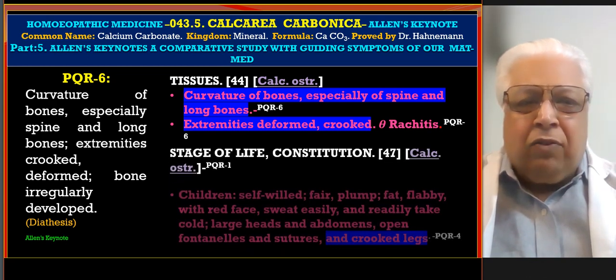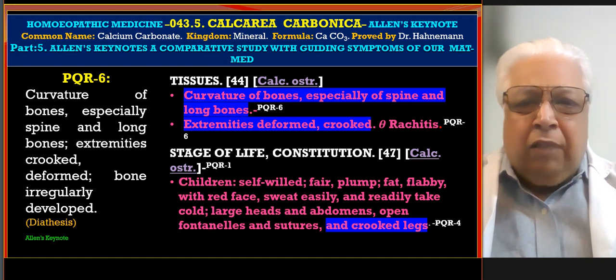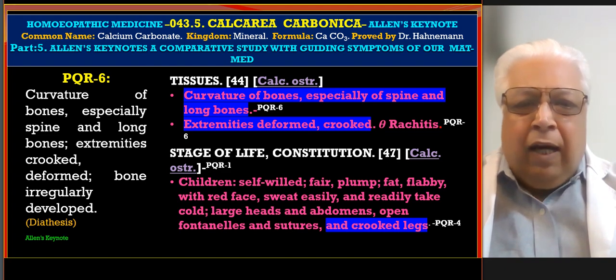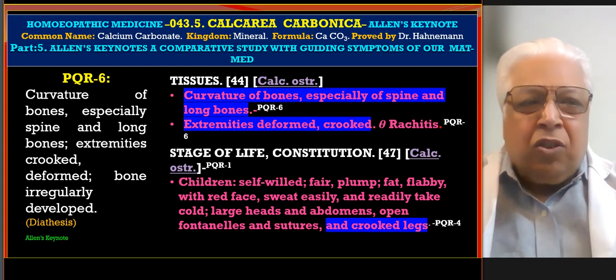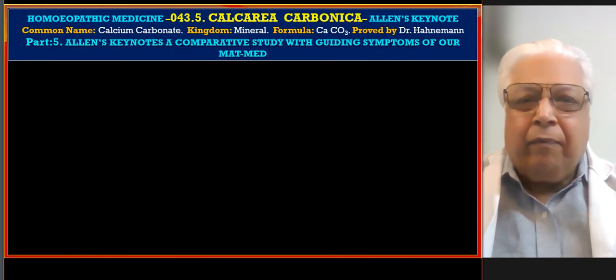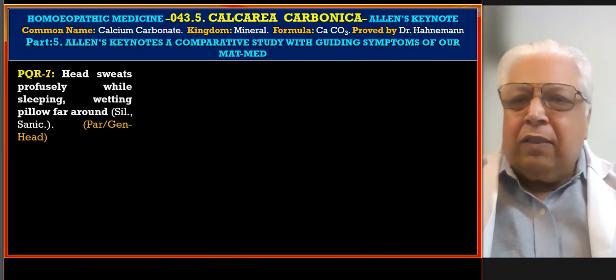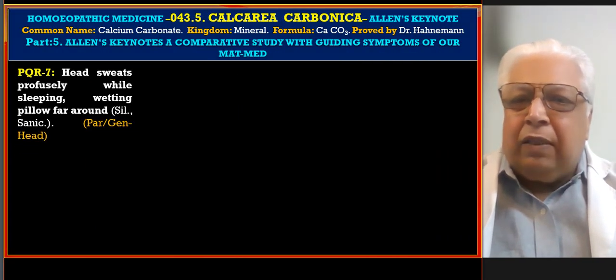Stage of Life and Constitution, chapter 47, also provides us some first grade representation of this. Children self-willed, fair, plump, fat, flabby, with red face, sweat easily and readily takes cold, large heads and abdomen, open fontanelles and sutures, and crooked legs. Here this small line is there. Now let us go to the PQR7.